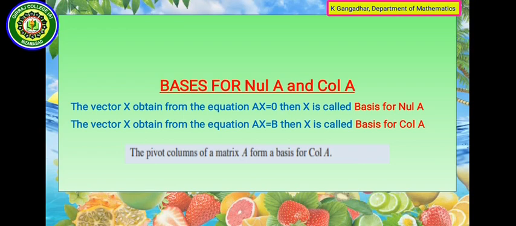So here another theorem is there. The pivot columns of matrix A form a basis for Col A. So in the matrix A, the pivot columns form a basis for Col A.